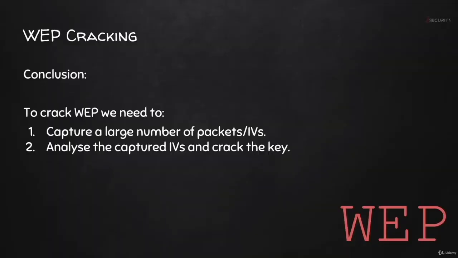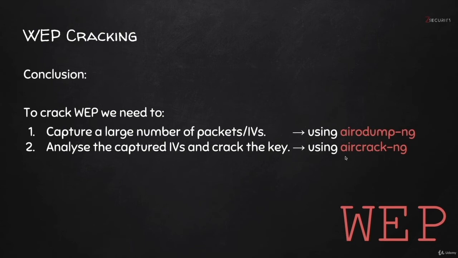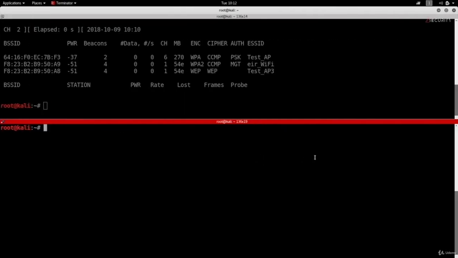So, from the previous lecture, we know in order to crack WEP, we need to first capture a large number of packets. This means that we'll capture a large number of IVs. The IVs, because they are short, will be repeated. Therefore, we'll be able to use a tool called aircrack-ng to run statistical attacks and crack the WEP key. So we're using airodump-ng to capture the data, and we've seen how to do this before. Then we're using aircrack-ng to analyze this data and break the key. Let's see how to do this in practice.